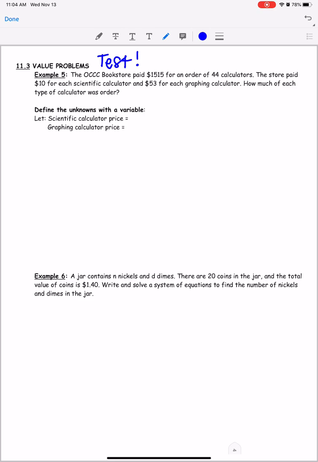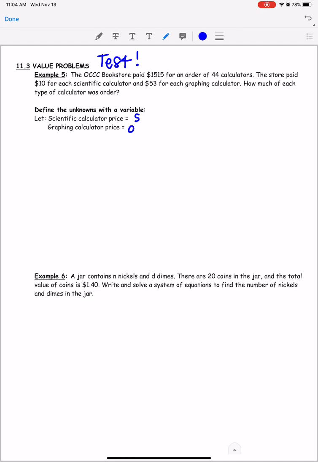So example 5 says the OCCC bookstore paid $1,515 for an order of 44 calculators. The store paid $10 for each scientific calculator and $53 for each graphing calculator. How many of each type of calculator was ordered? So you need to define your unknowns. We're going to let scientific calculator be my S, and we're going to let my graphing calculator be my G.